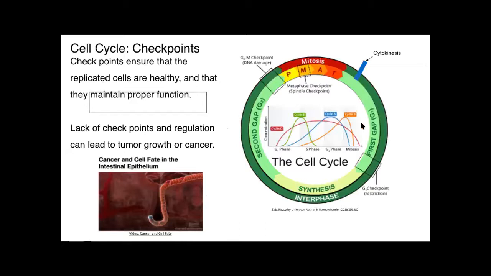All right, so here's the checkpoints. You've got G1 checkpoint, you've got G2 checkpoint, you've got M checkpoint. It says metaphase, but it's basically right in between metaphase and anaphase. It's essentially going to be the checkpoint right before you pull the DNA apart. So the checkpoint's basically going to ensure that the replicated cell is healthy, it has enough nutrients, and its DNA is where it's supposed to be.